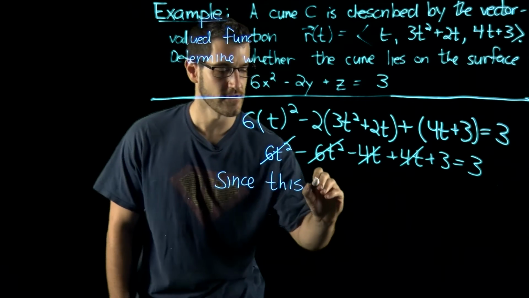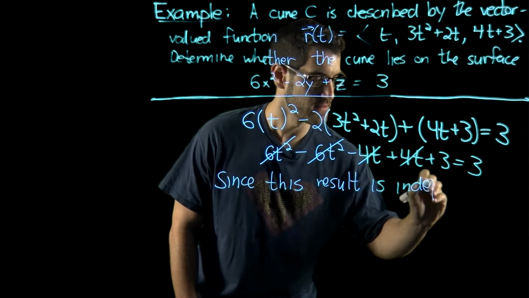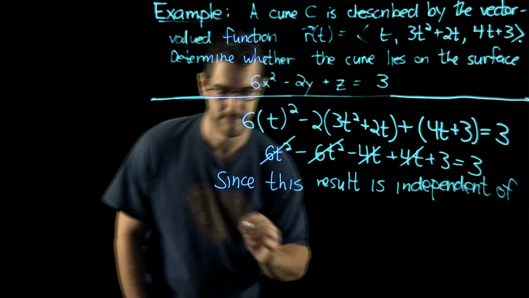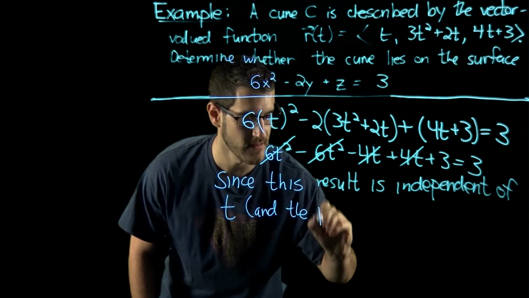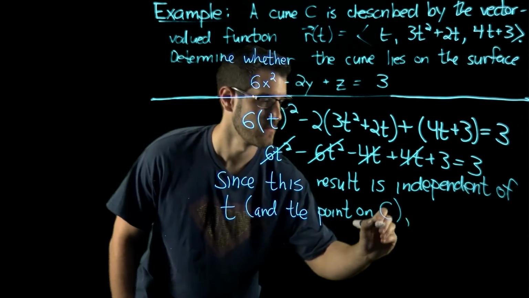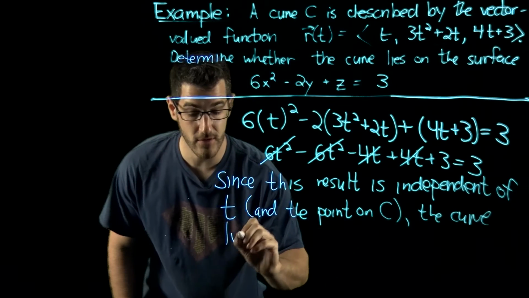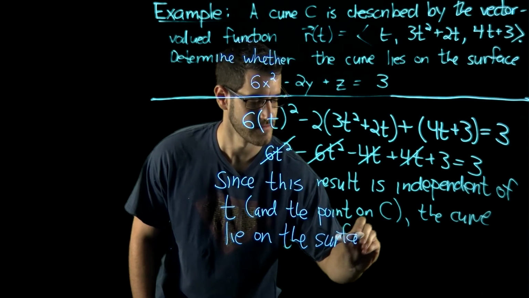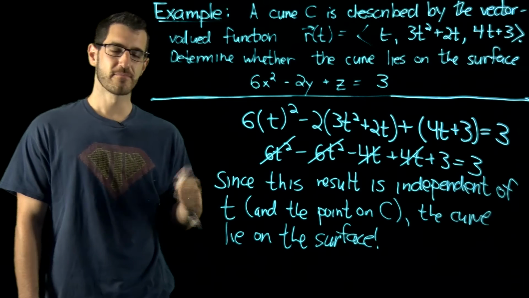So since this result is independent of t, hence the point on the curve C, the curve actually will lie on the surface. So that's a pretty cool example.